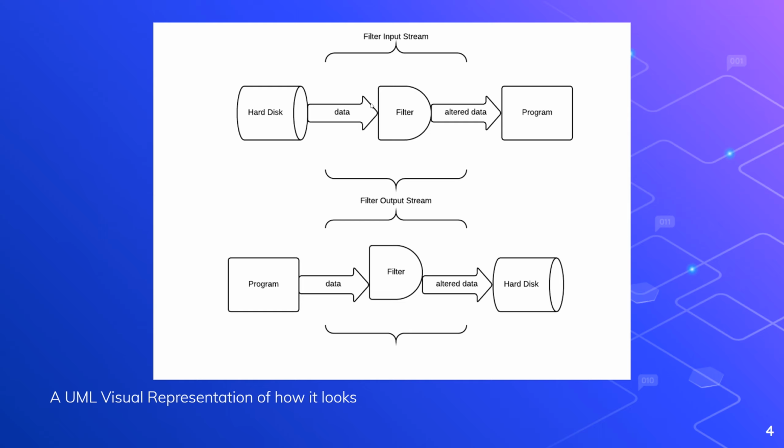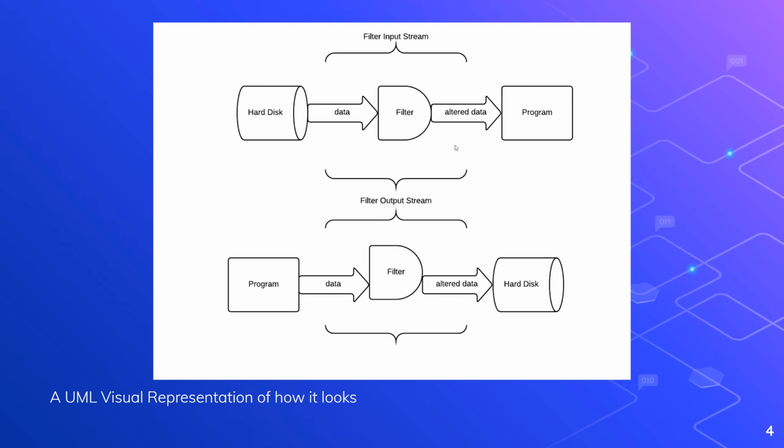That means that it's going to filter the data before it comes to the program. So before the program even is able to read the data, it's going to be filtered, meaning it's going to be altered in some way. Then the altered data will come to the program, okay? So it's basically like a middleman type of stream. It connects to a regular stream, and then it alters the data before it gets to the program.